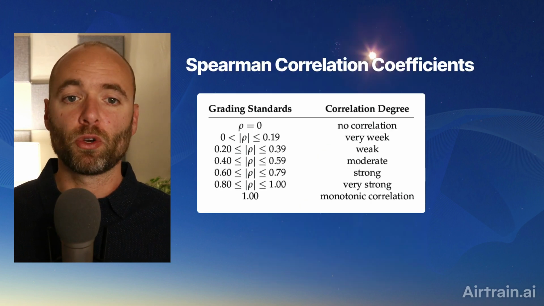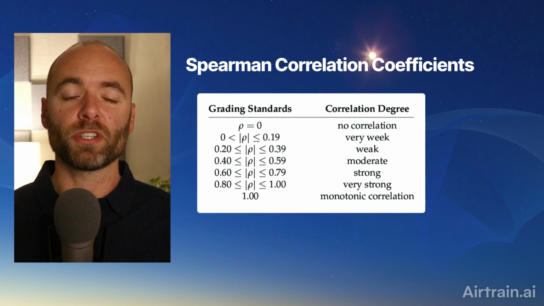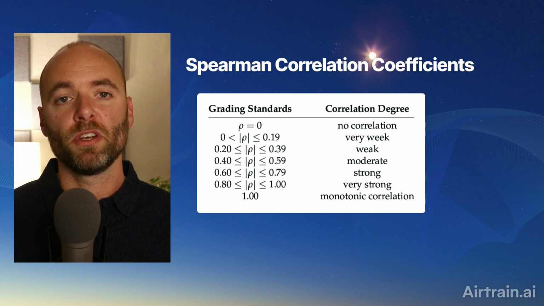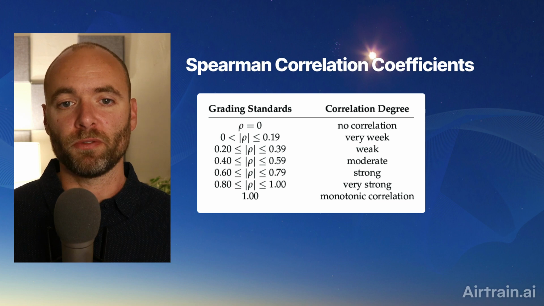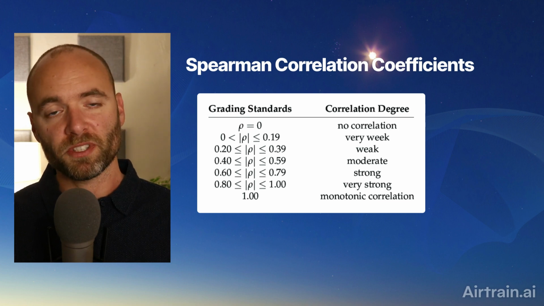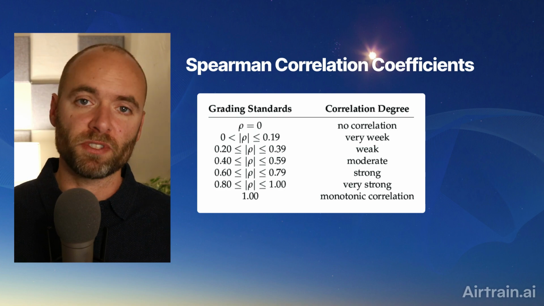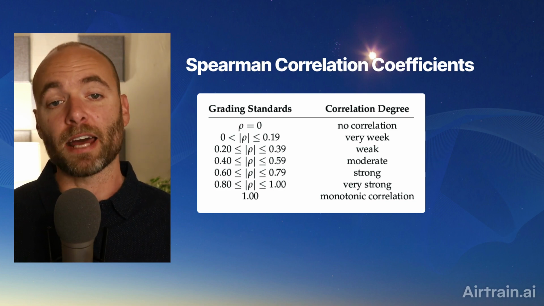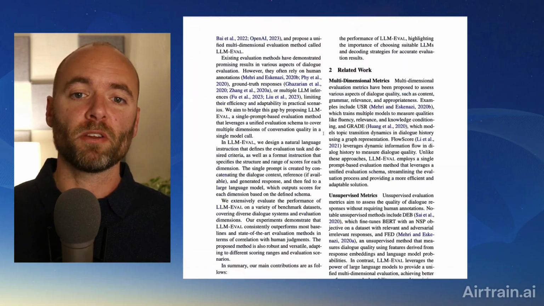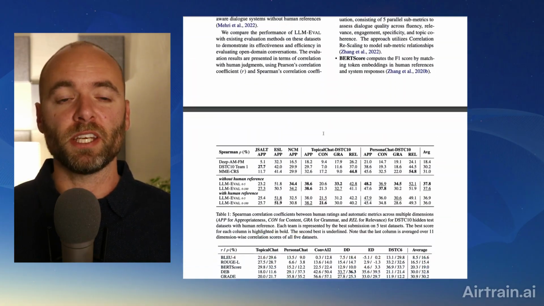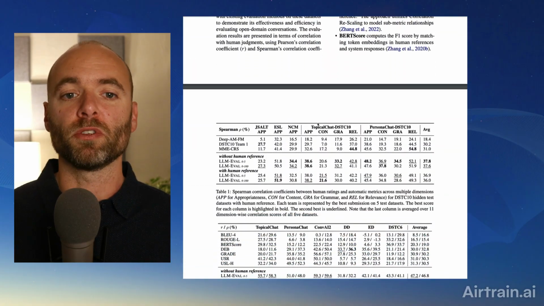They evaluate how good the scores are by measuring how much they correlate with human ratings using Spearman correlation coefficients, which is a percentage. 100% means that the scores are fully correlated with human scores, and 0% means that the scores are not correlated at all with human scores. Then they compare those coefficients with established metrics to see which correlates best with human results.